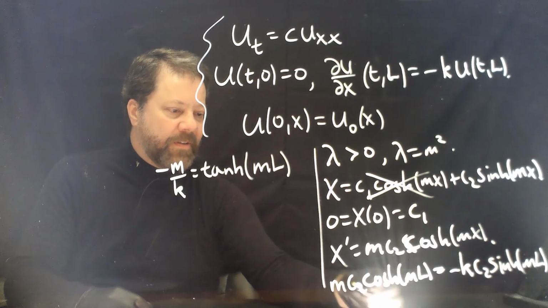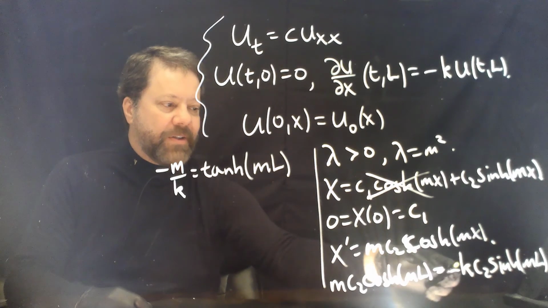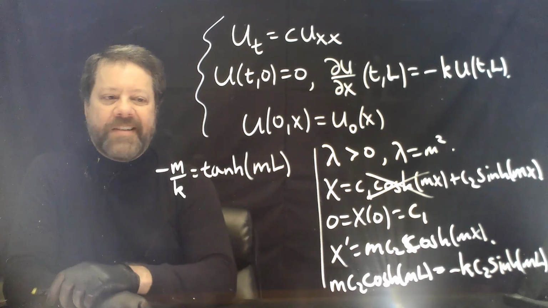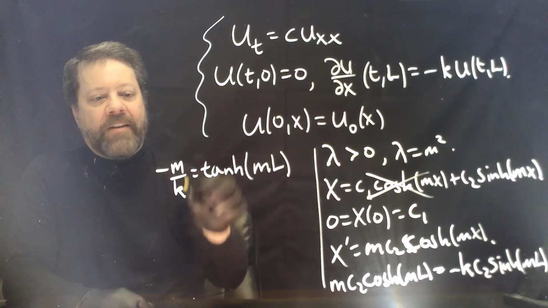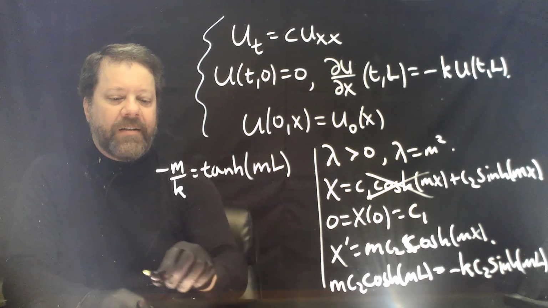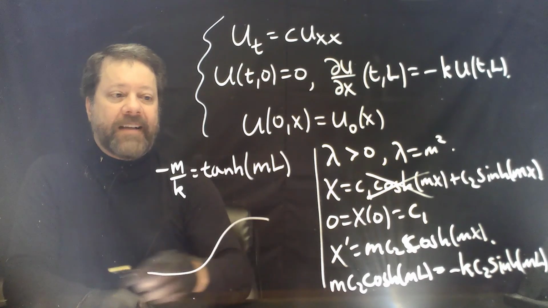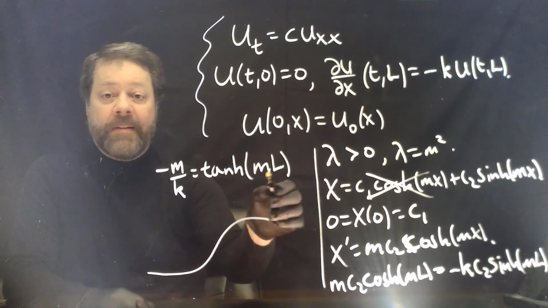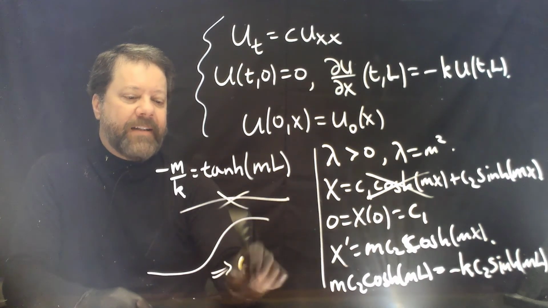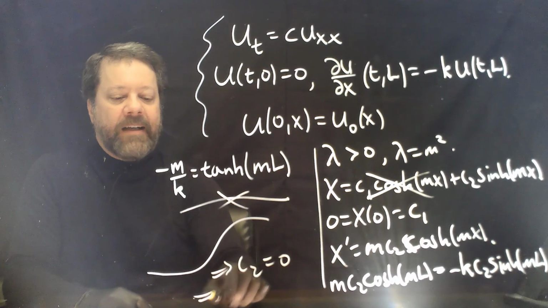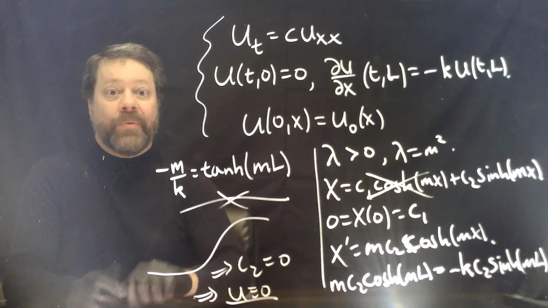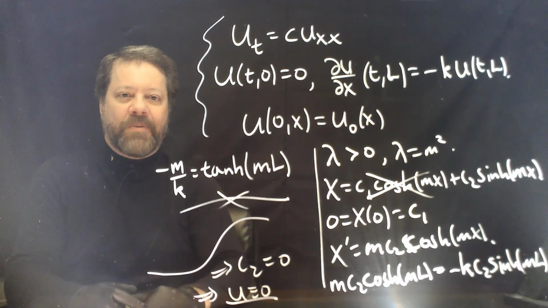So if we assume c2 is not 0, we'll divide the negative k over, divide the cosh over. The problem with this is that we have a value that is negative on the left. Hyperbolic tangent is only negative when its argument is negative, but m and l are positive, so that can't happen. That implies then that c2 is 0, and that implies then that u is identically 0 once again. So we'll throw this case out as well.